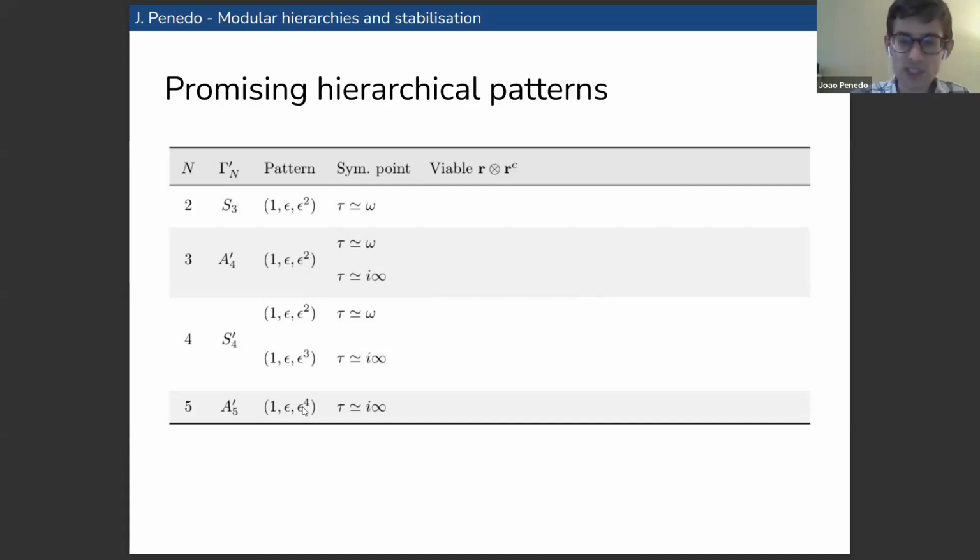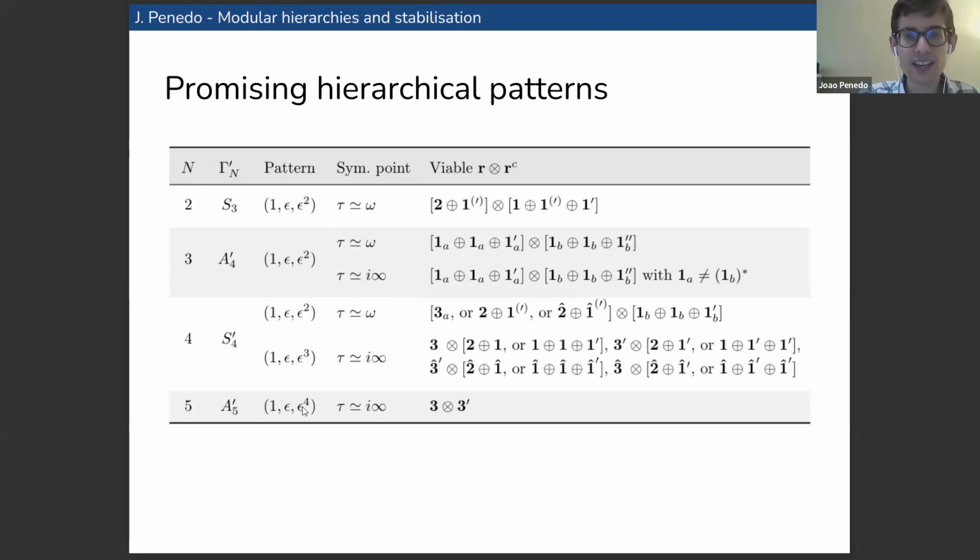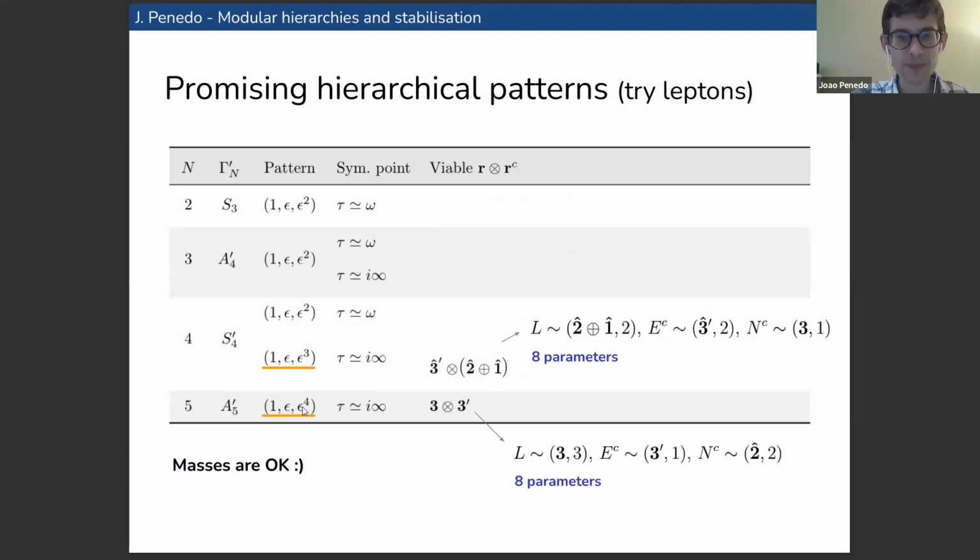Let me just flash very briefly that only some pairs of representations lead to these patterns. We encoded them here, but this is not to be read in 10 seconds. Basically, only some pairs of representations work and lead to these patterns. So we tried some of them, and we found that the ones which only had triplets, or triplets and at most 1 singlet.